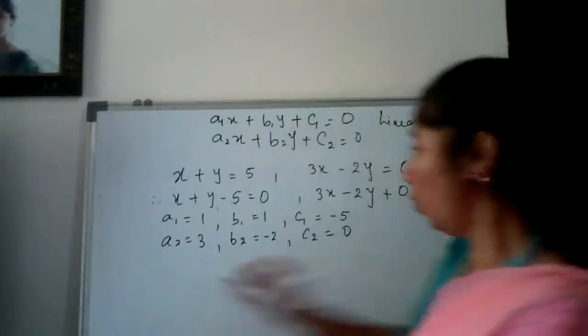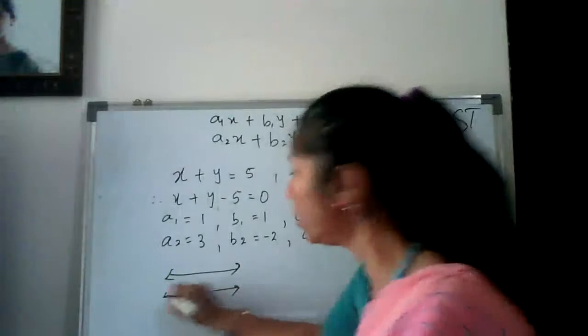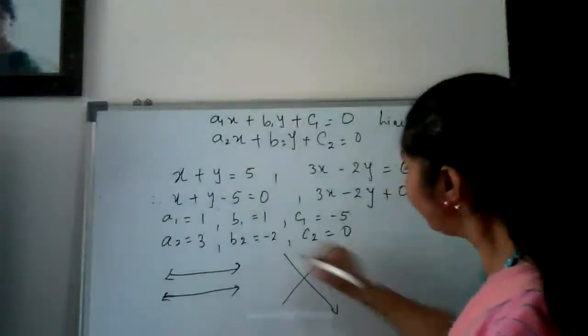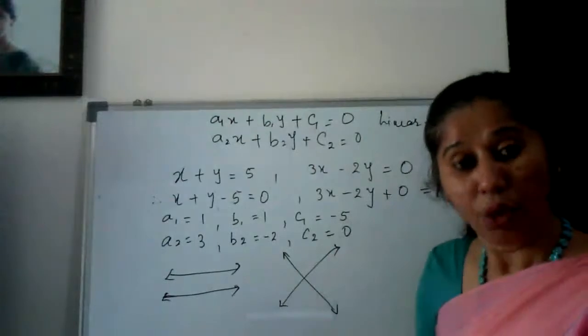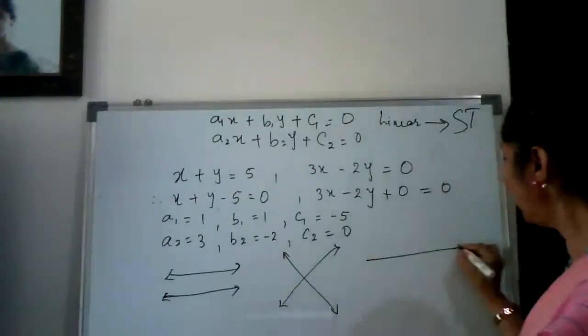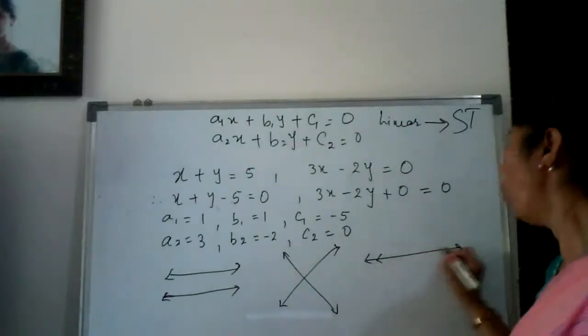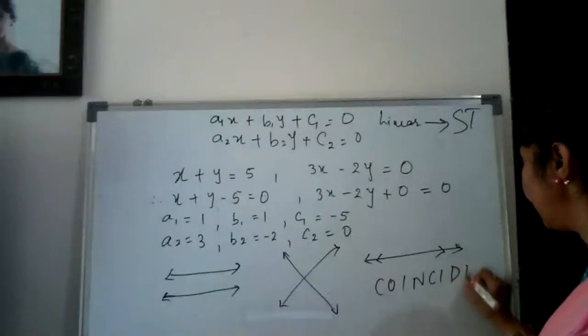How is it? One is that they do not meet each other, and that is called parallel lines. The second is that they do meet each other, so we call these intersecting lines. And the next one is that they meet each other at all the points, and we call it coincident lines.